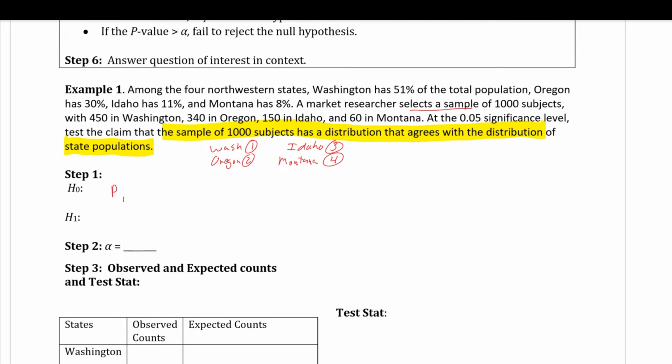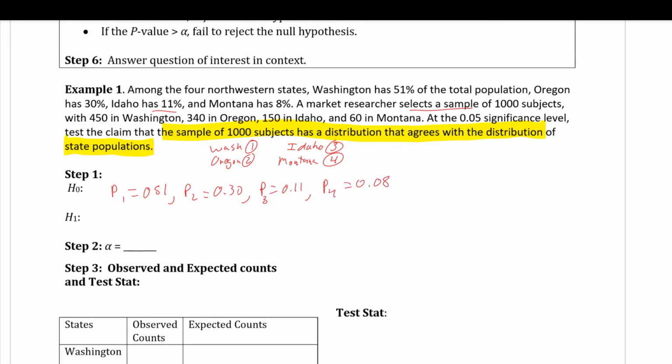So P1 would be, they told us, 51%, 0.51. P2 is for Oregon, that's 30%. P3 is 11%, Idaho. And Montana has 8% of the population.